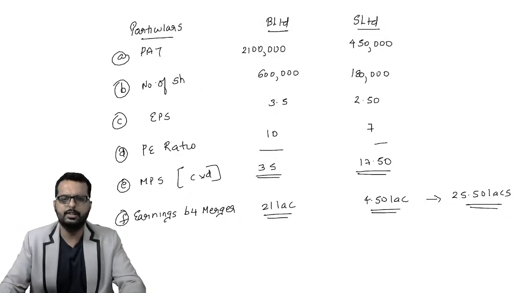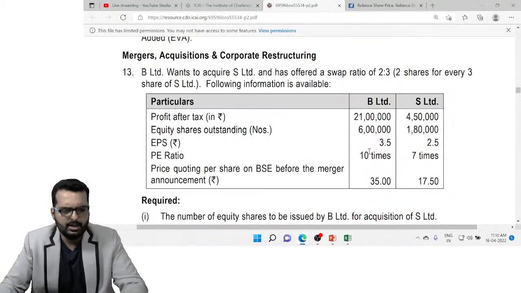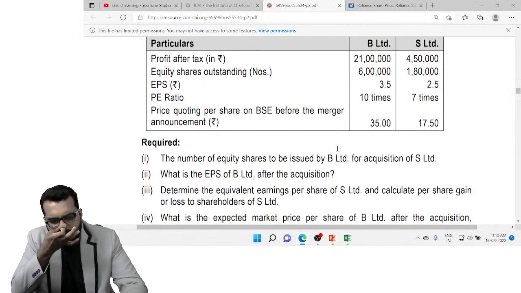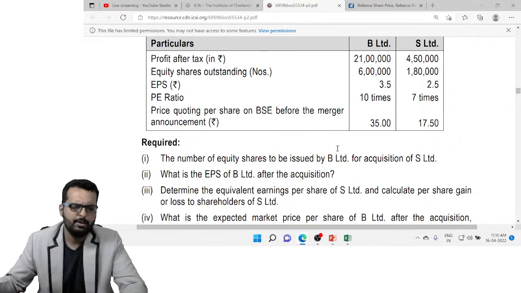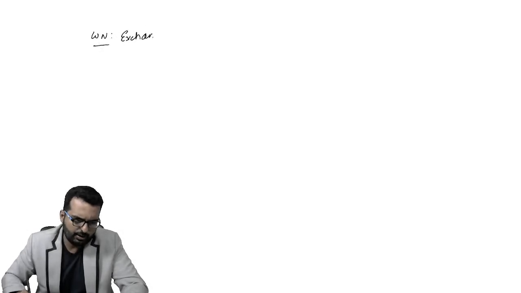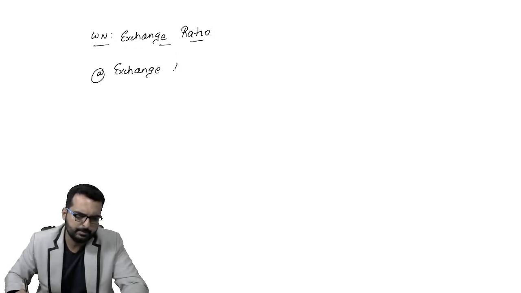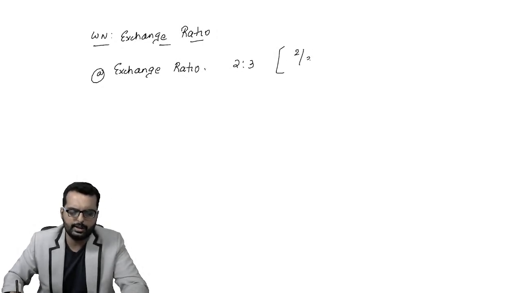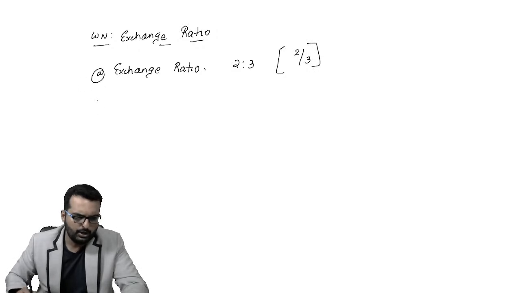I believe you are done with this part, friends. This is basic data. Now we'll read: number of equity shares to be issued by B Limited for acquisition of S Limited. Friends, this is very simple. We'll write down the next working note heading: Exchange ratio. Point number A, exchange ratio is 2 is to 3, or we can also denote it as 2 by 3, as I have told you. 2 shares for every 3 shares.